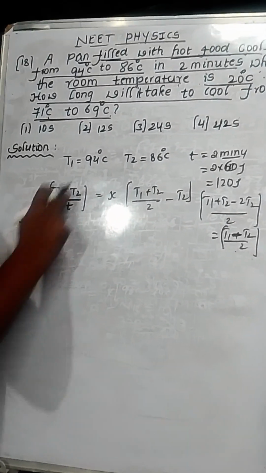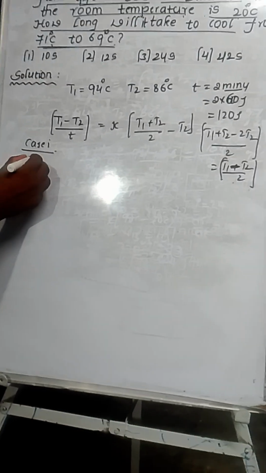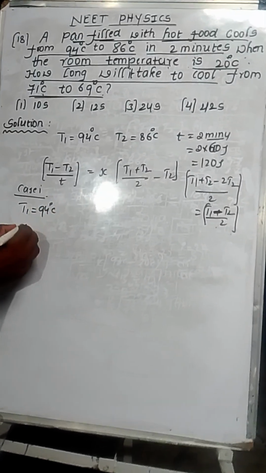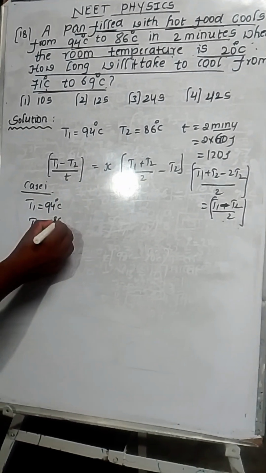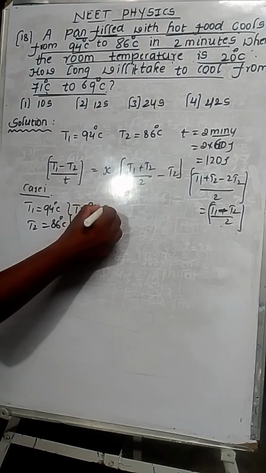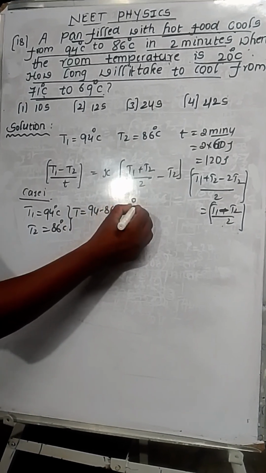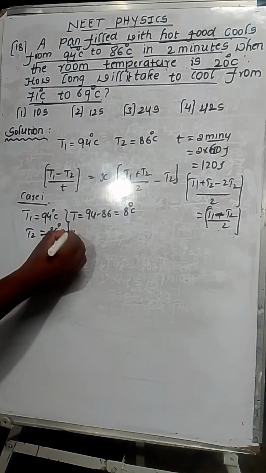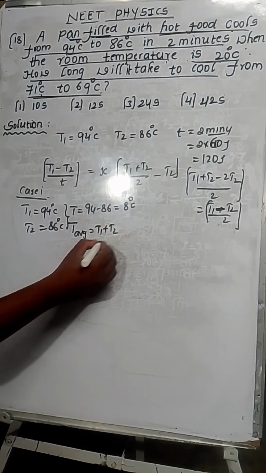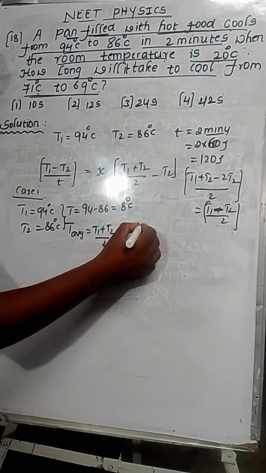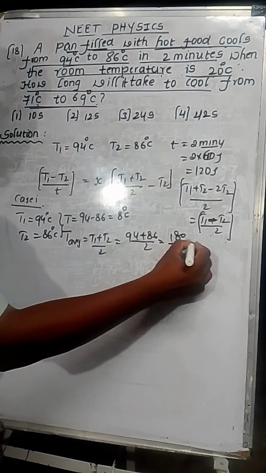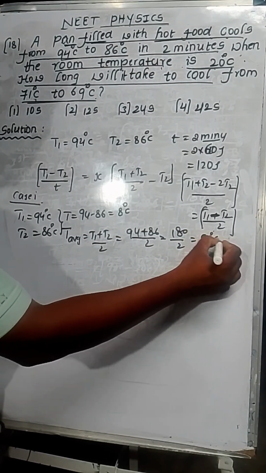Case number 1: from the temperatures, T1 is equal to 94 degrees and T2 is equal to 86 degrees Celsius. Now how much does the temperature change here? That is equal to 94 minus 86, which is 8 degrees Celsius. And also find the average temperature, that is (T1 plus T2) by 2, which is 94 plus 86 by 2, that is 180 by 2, equal to 90 degrees Celsius.